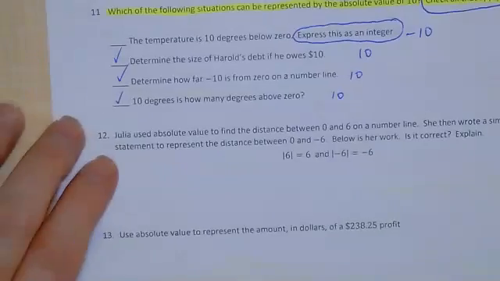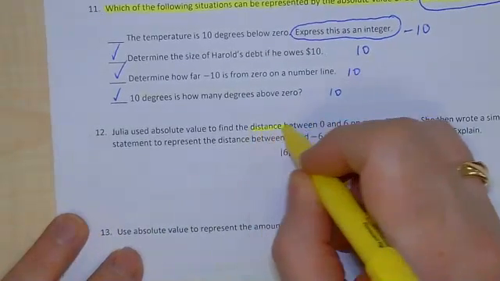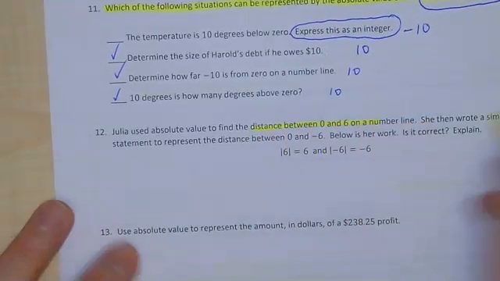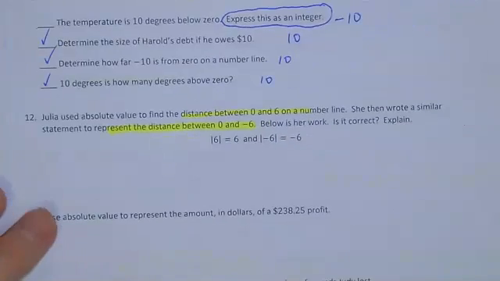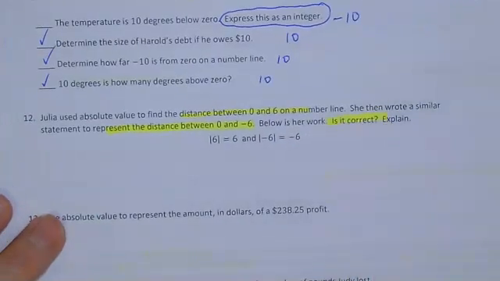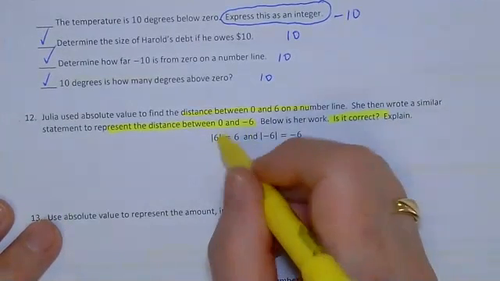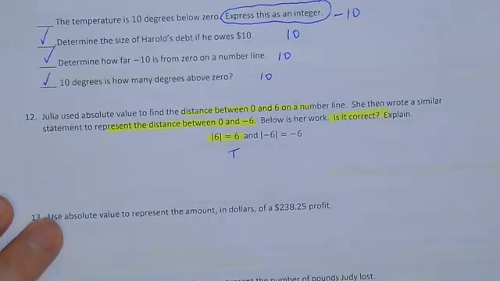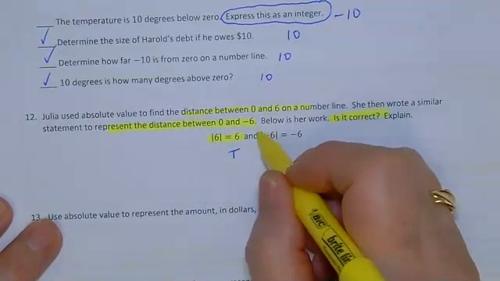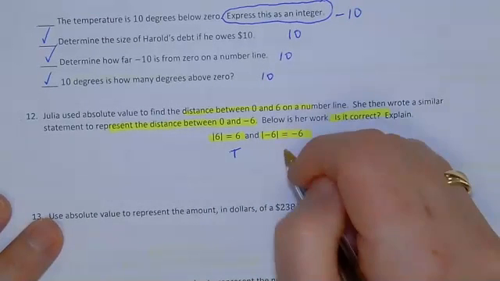Julia used absolute value to find the distance between 0 and 6. And then she wrote something else to represent the distance between 0 and negative 6. Is she correct? Let's look. She wrote two things. First, she wrote this. The absolute value of 6 is 6. True or false? Then she wrote, the absolute value of negative 6 is negative 6. True or false? Exactly.